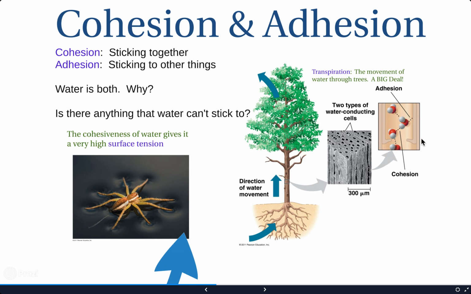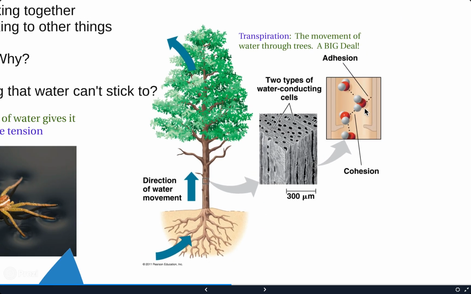This is inside a xylem, inside a tree. So as water is evaporating or transpiring, transpiration is when water evaporates out of plants, as the water moves up, how is it going to go against gravity to get to all these leaves in the top of the tree? What water does is it sticks to each other and then it sticks to the side of the xylem. Then it sticks to another water molecule, and then it sticks to the side of the xylem.